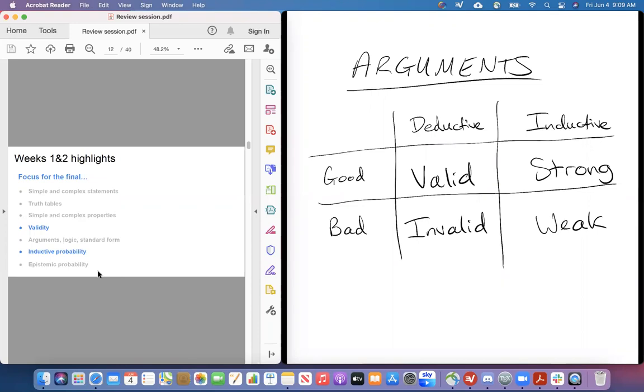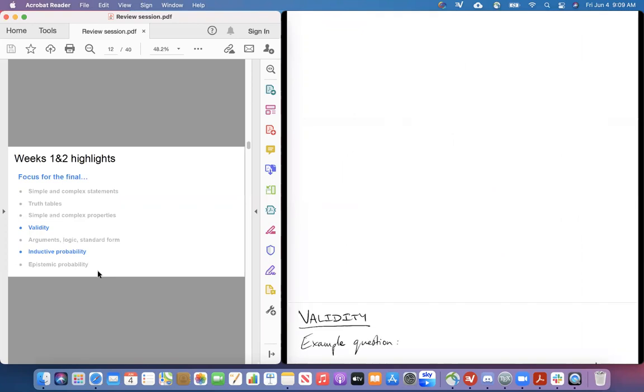That's what this focus for the final slide is really getting at. There'll be one focus on deductive arguments where you're testing for validity, and another focus on inductive arguments where you're asked about the strength and weakness of some arguments. So this brings us to the first of our example practice questions. Let me scroll down.